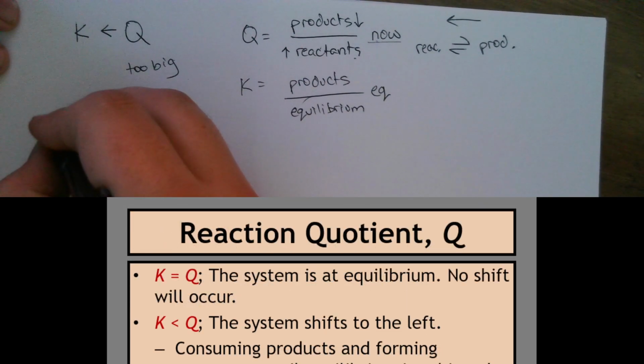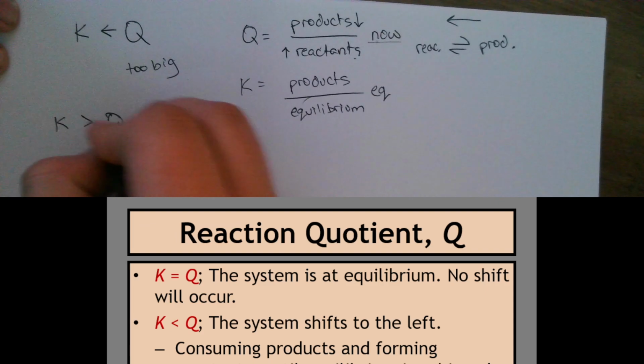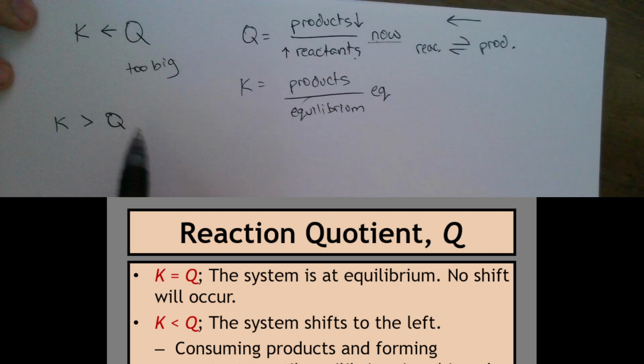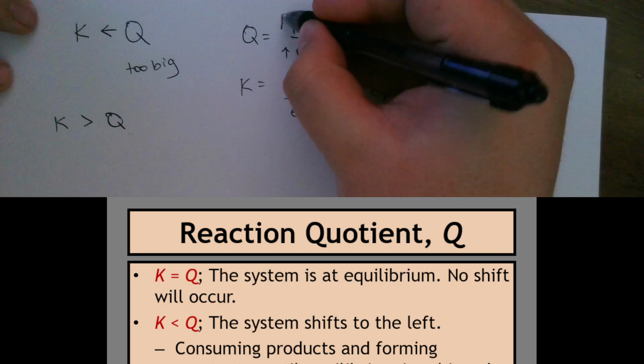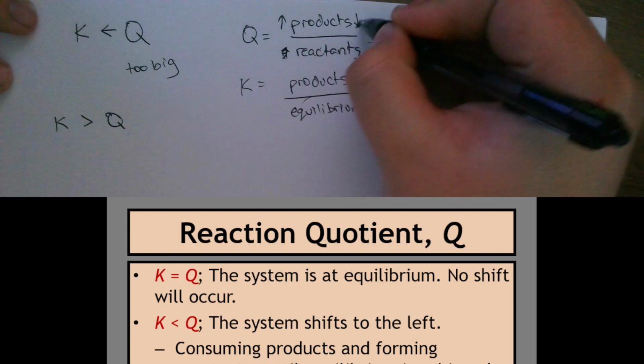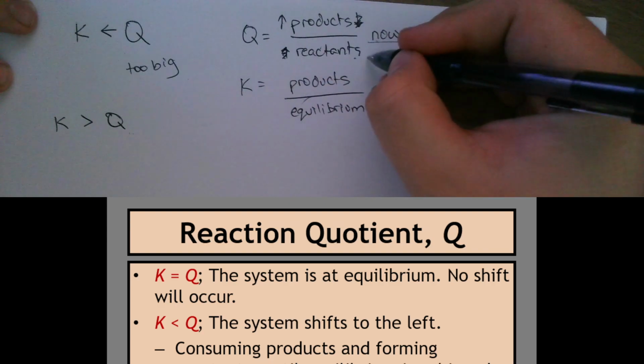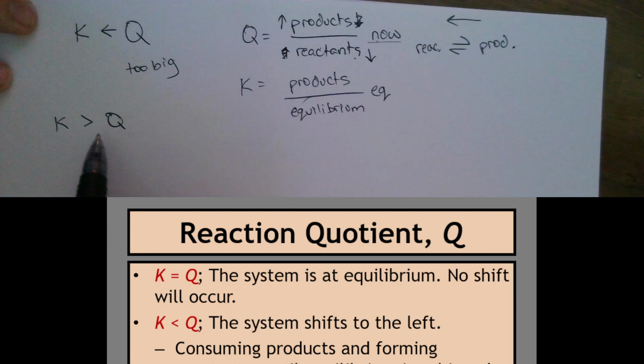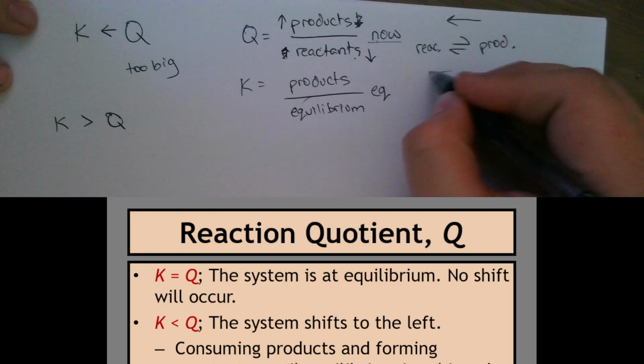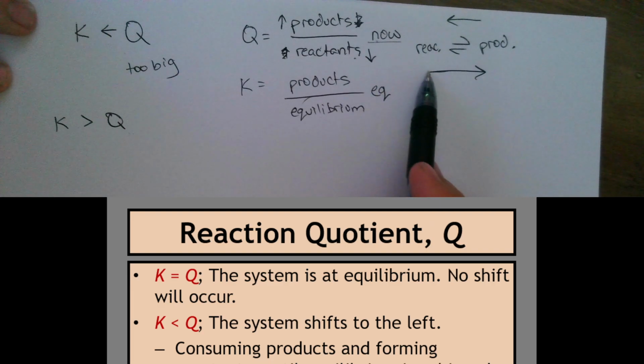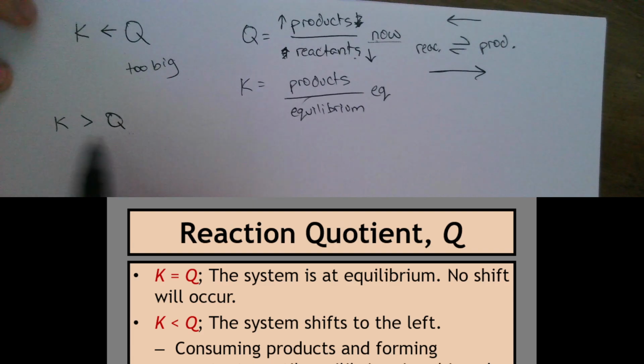Same thing here if we do K greater than Q. If K is greater than Q, Q is too small. To make Q bigger, right, we need to make products bigger, make the numerator bigger, or make reactants smaller. To get more products, I need to go to the right, which will also use up my reactants. If K is bigger than Q, my reaction goes to the right.